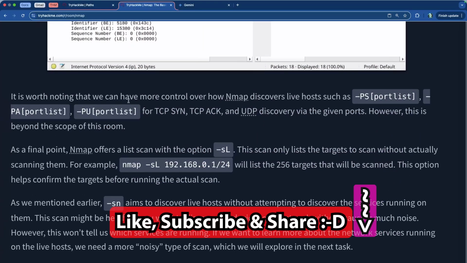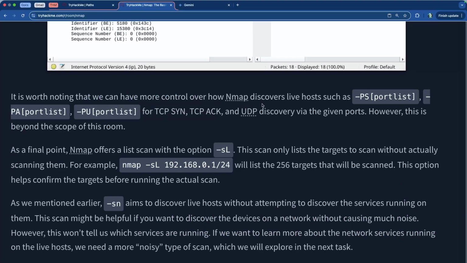It's worth noting that we have more control over how Nmap discovers live hosts, like -PS, which is the port list that we can do, and then -PA, which is another port list, and then -PU, which is another port list. And these are all caps lock. These are for a variety of different types of scans for the ports. So for example, you can do a TCP SYN scan, which is what this is, port SYN, and then a TCP acknowledgement scan, which is port acknowledgement. And then we also have the UDP scan, which is port UDP.